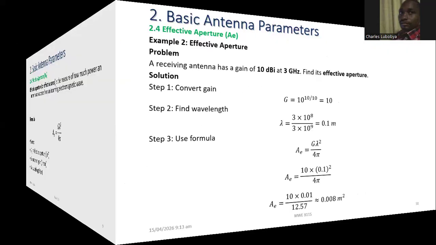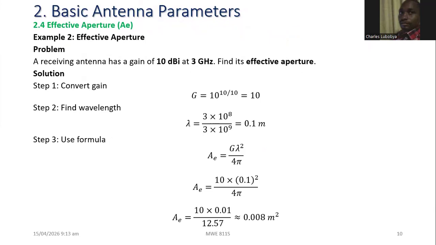So let's do a simple example here under effective aperture. Suppose you have a receiving antenna that has a gain of 10 dBi. The i after dB simply means that the gain is measured with respect to a reference antenna, which is essentially an isotropic antenna. So at 3 gigahertz, find its effective aperture.